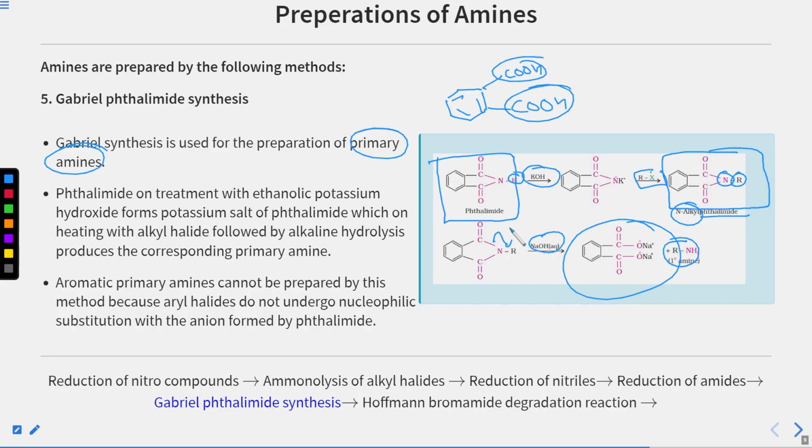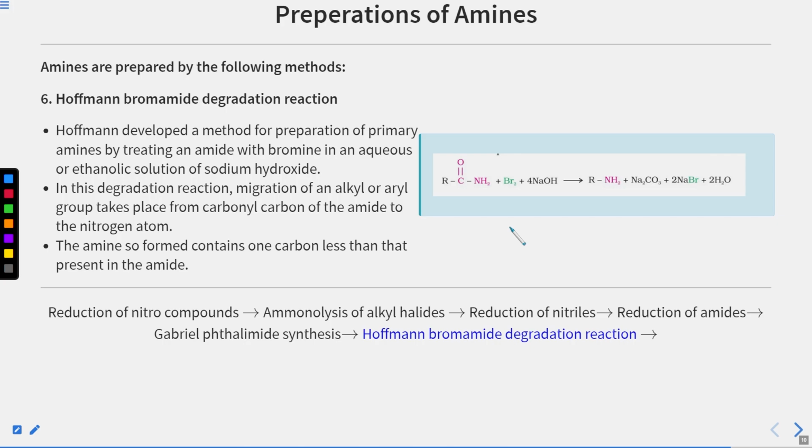Next is the Hofmann degradation reaction. So this reaction is unique. We will see why this reaction is unique. In this reaction, the equivalents are very important. So what do we do in this reaction? We take one equivalent of amide, treat it with one equivalent of bromine, but in the presence of 4 equivalents of sodium hydroxide, to get one equivalent of amine, one equivalent of sodium carbonate, 2 equivalents of sodium bromide and 2 equivalents of H2O.